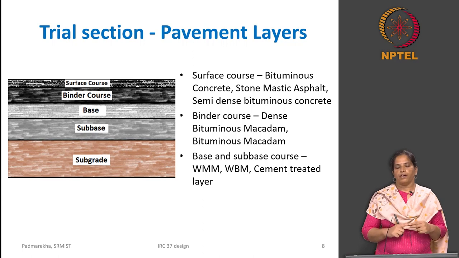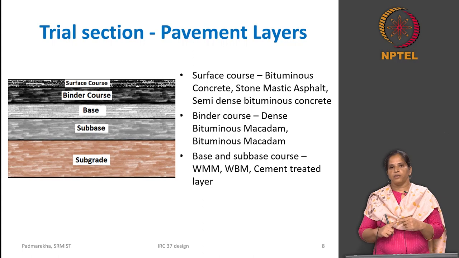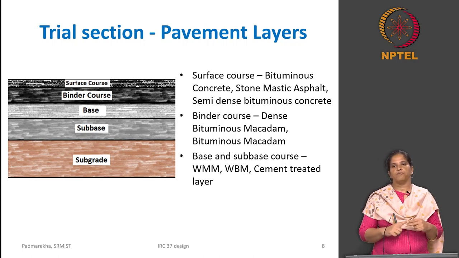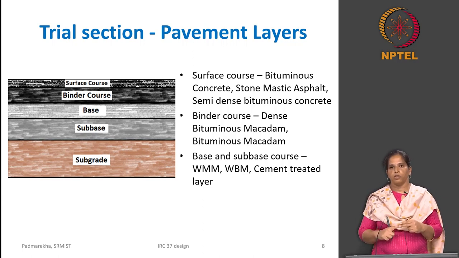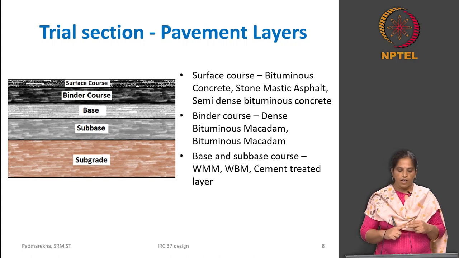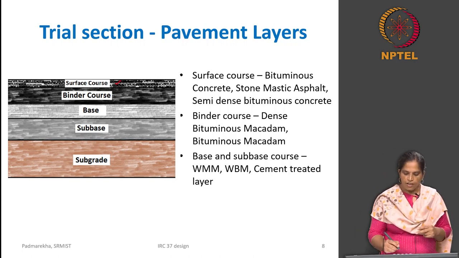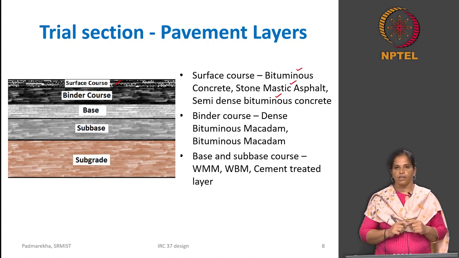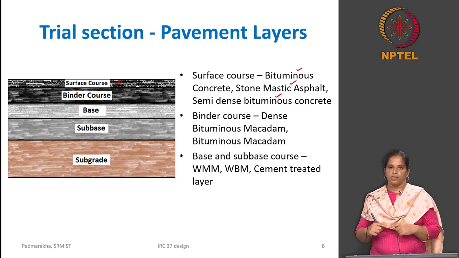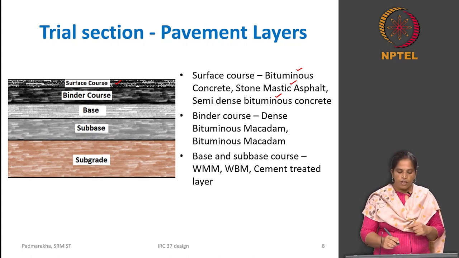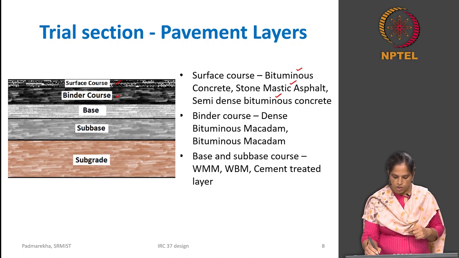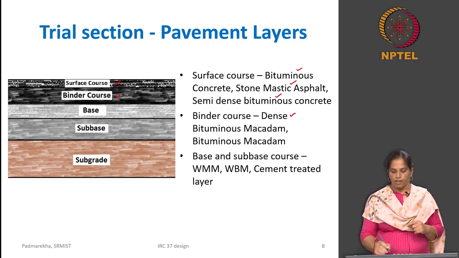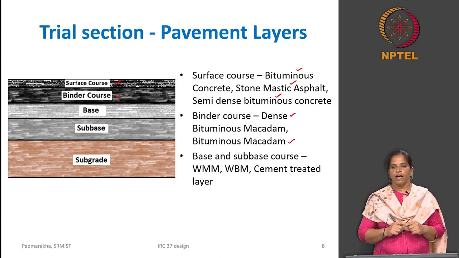The top 2 layers are bituminous material. For the surface layer, we expect a rut resistant layer, and for the second layer, we expect a fatigue damage resistant layer. For the surface layer, IRC recommends using bituminous concrete, stone mastic asphalt or semi-dense bituminous concrete, and these layers are expected to be rut resistant. For the binder course, IRC recommends dense bituminous macadam and bituminous macadam layers, as these are more fatigue resistant.